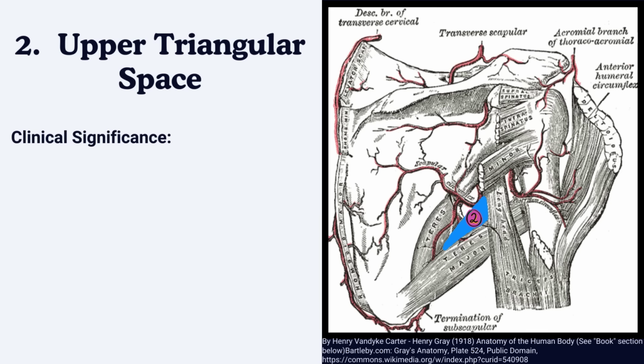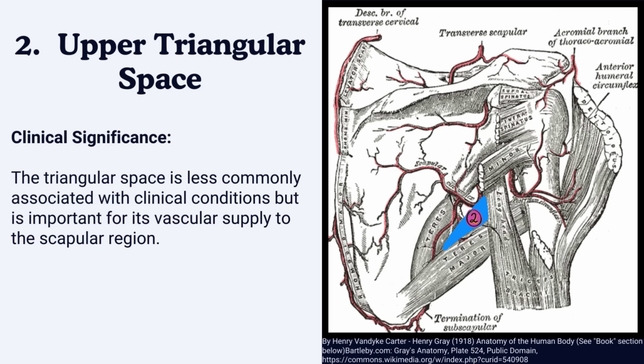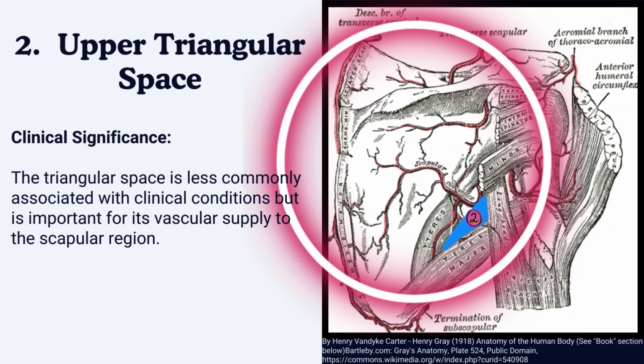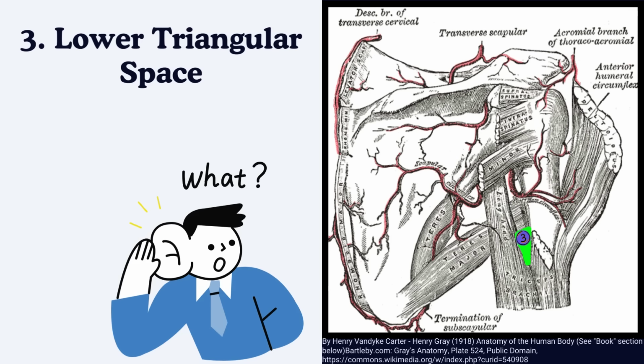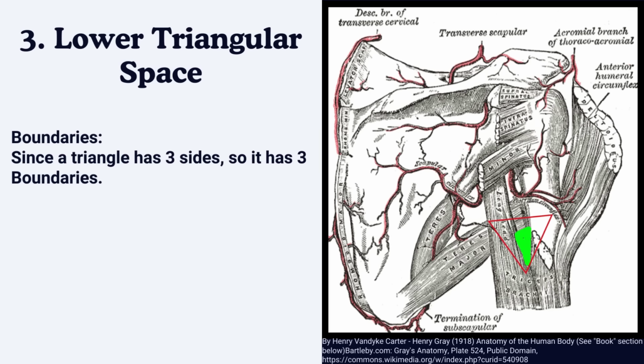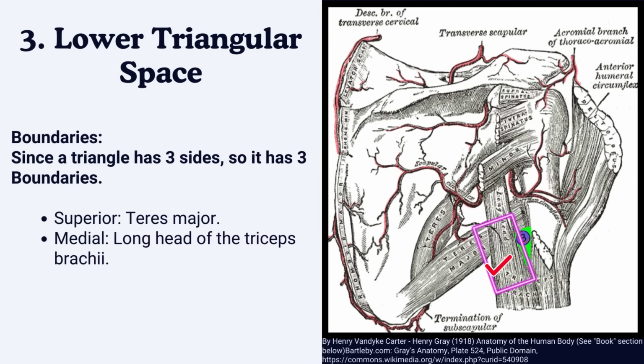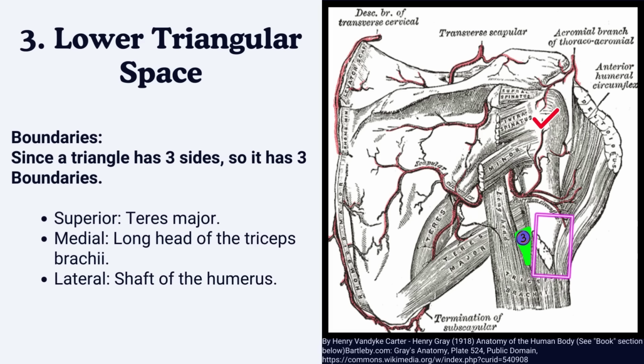Clinical significance. The triangular space is less commonly associated with clinical conditions, but is important for its vascular supply to the scapular region. The last space is lower triangular space. Boundaries. Again, since a triangle has three sides, it has three boundaries: superior, lower border of teres major; medial, long head of the triceps brachii; lateral, shaft of the humerus.